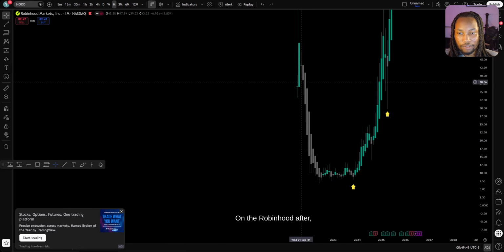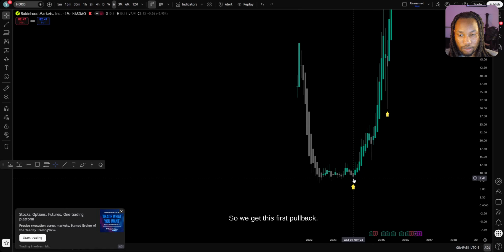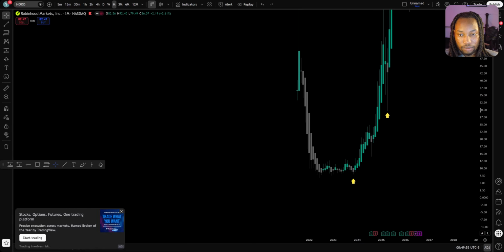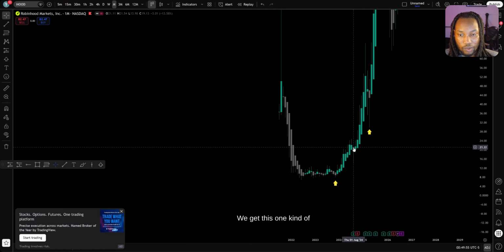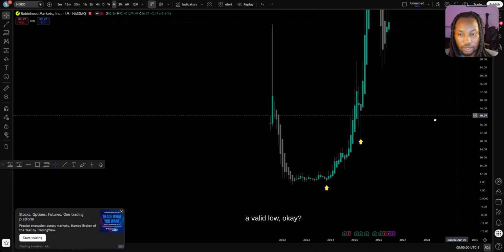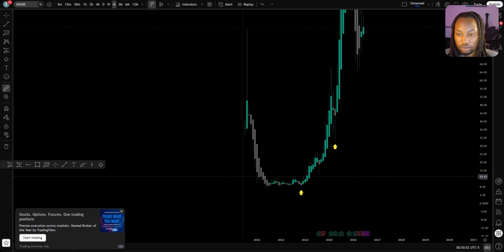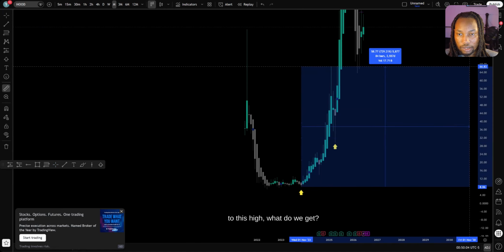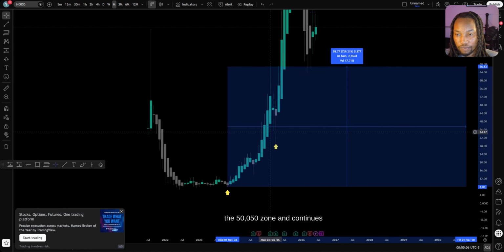The reason I say this is that this is the first pullback we get on Robinhood. Then we get a rally higher, we take out this low, then continue to push higher. So this is not a valid low. We have this low, and from this low to this high, we can see the market takes a 50%, taps into this 50% zone, and continues to rally higher again.